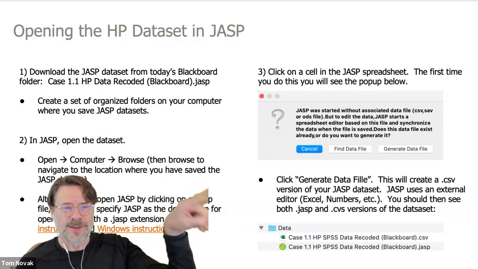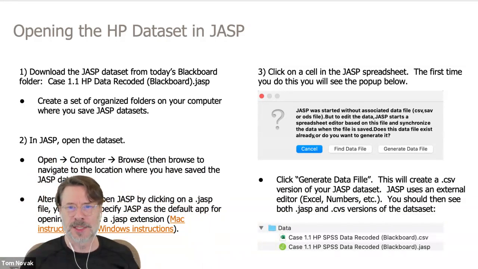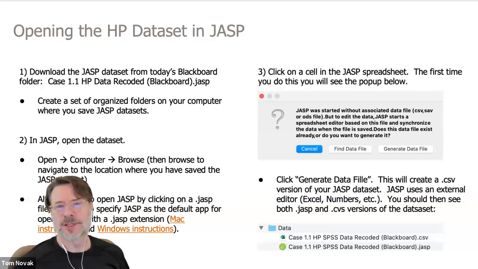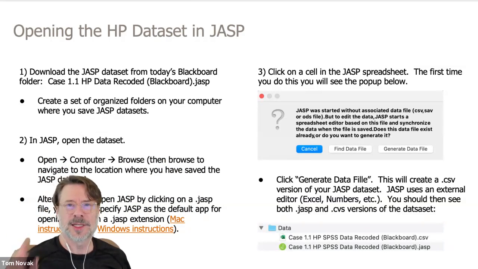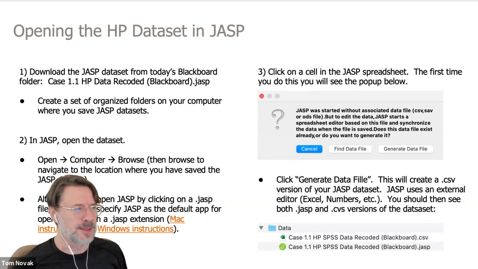Okay, so there's a couple ways to open up the data set. You'll have it opened up. It's loaded into the JASP spreadsheet. And then this third step, you're just going to need to do this when you first open a data set. You click on a cell. You just click on a cell in the JASP spreadsheet.